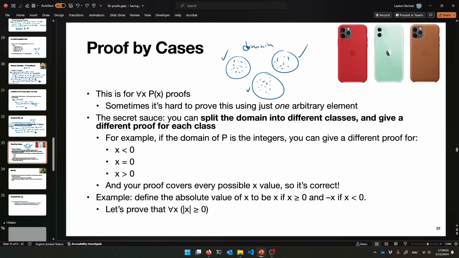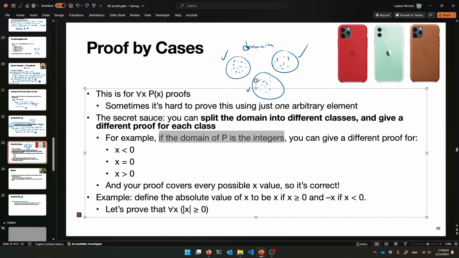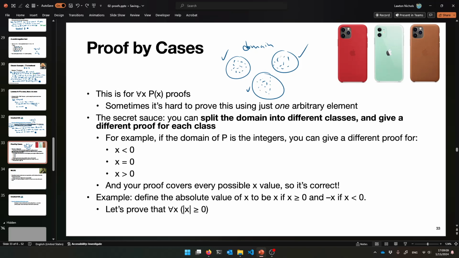So here's a great example of that. Assume your predicate is about the integers. Sometimes it's easier to give a different proof for the 3 different kinds of integers, right? Sometimes it's easier to prove stuff about negative numbers, and that's different from proving about positive numbers. And then 0 is a special case. You can have a different proof for each of these different kinds of numbers, and as long as you give a proof for each of them, together they make up all of the integers. Do you see that? So together, they cover it.